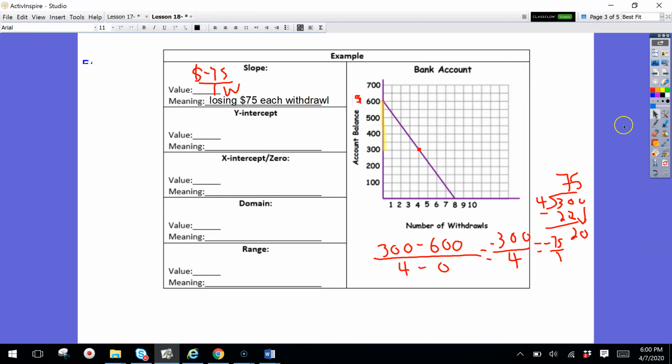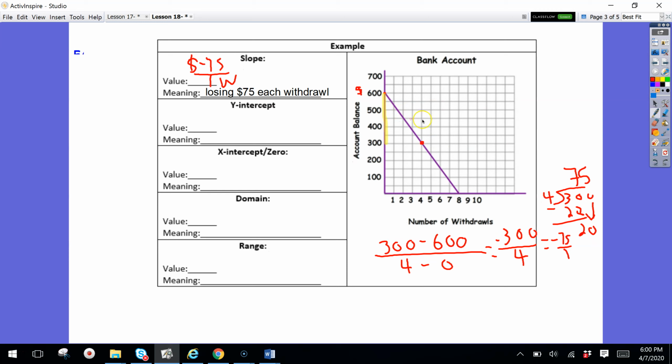Now our y-intercept here is this point up here. It is the value of y when x is 0, so let's put 600. It's dollars because it's the y value. The meaning is it's the money we started with. So again, the money when the withdrawals is 0, the money you started with.